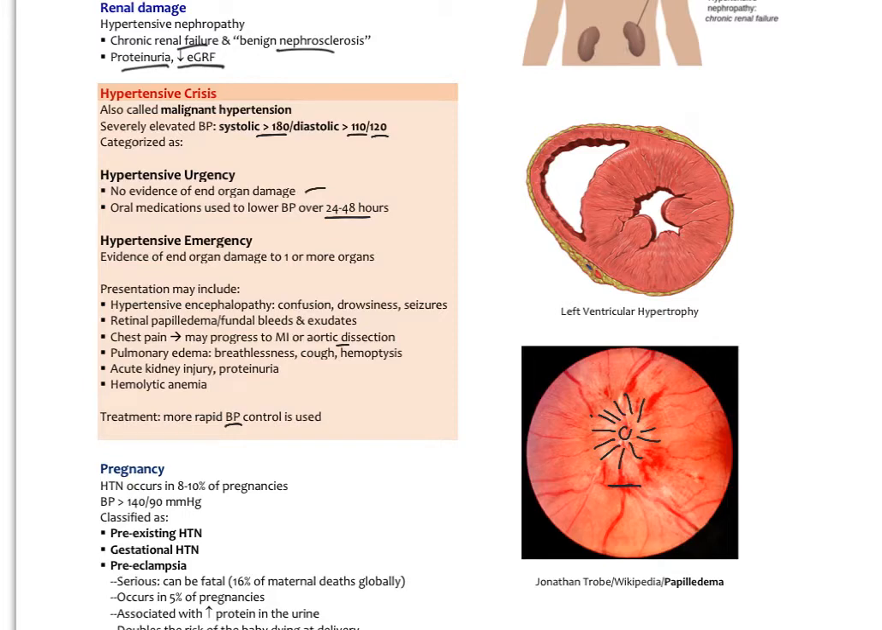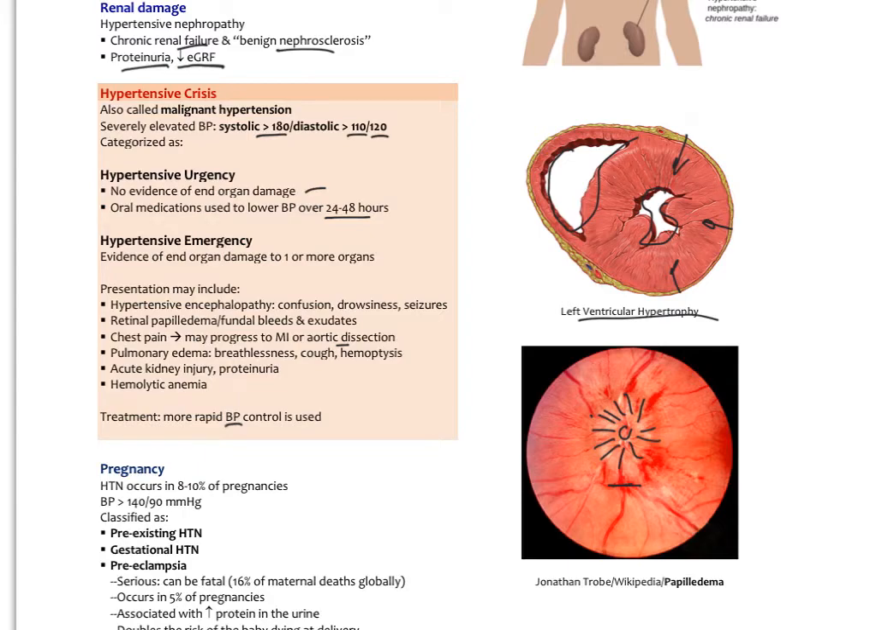Just on the right before I move on, here's actually a little drawing. This is the right ventricle, so this is a cross-section of the heart muscle. Here's the left ventricle, and this is the left ventricle that's undergone a left ventricular hypertrophy. So notice very thickened and so forth. This has to do with the fact that the afterload, the pressure in the arterial system, is so increased that the left ventricle has to work harder to push the blood out of the heart.